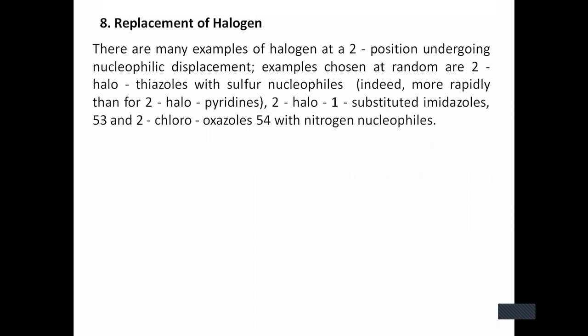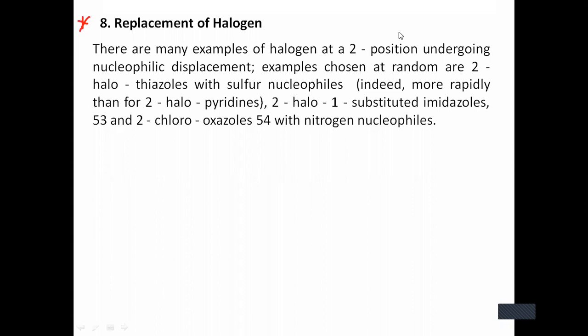Replacement of hydrogen. So at position number 2 of azoles, different nucleophilic substitution reactions occur, and a few of these we have seen just now: nitration, sulfonation, acylation. These are nothing but replacements of hydrogen. But if a halogen is present at the 2 position, remember, this is a very interesting reaction for azoles.